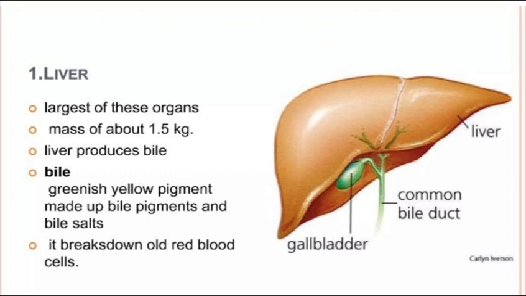Liver. The liver is the largest of all organs. The mass is about 1.5 kg. The liver produces bile. Bile is a greenish yellow fluid made up of bile pigments and bile salts. It breaks down old red blood cells.